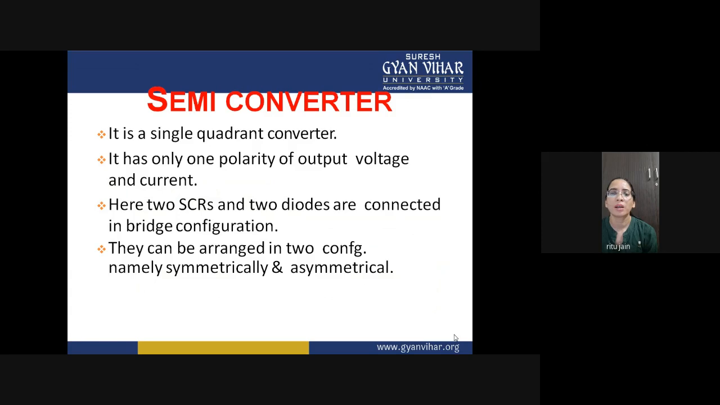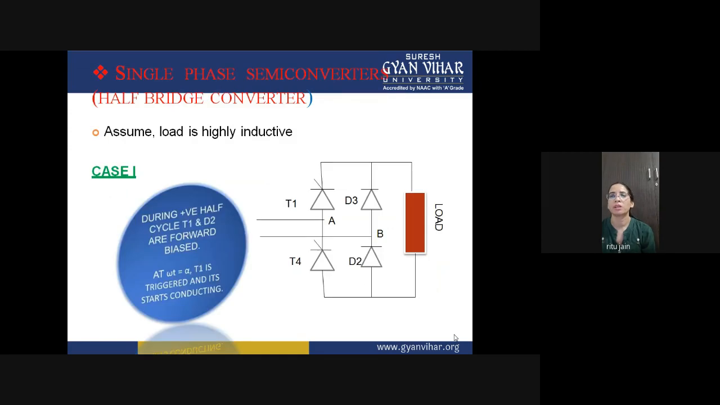It can be arranged in two ways. One is symmetrical and another one is asymmetrical. So what is symmetrical? Let's discuss that. First is the half bridge converter. This is your single phase semiconverter, in which you can see that we are using two thyristors, T1 and T4, and two diodes, D2 and D3. There is a single phase supply, and this is your load.